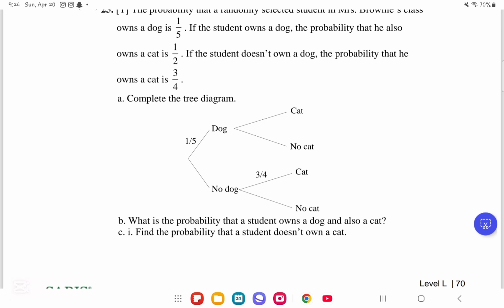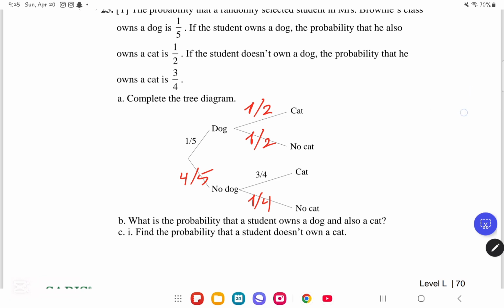Complete the diagram. If he has a dog, the probability is 1/5. No dog, probability is 4/5. If he has a dog, probability he has a cat is how much? 1/2. No cat is 1/2. If he does not have a dog, then the probability that the student owns a cat is 3/4. Does not own a cat is 1/4.